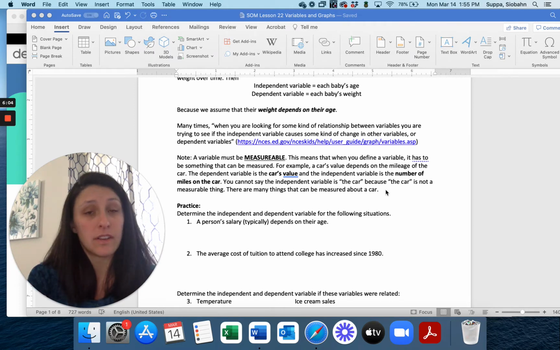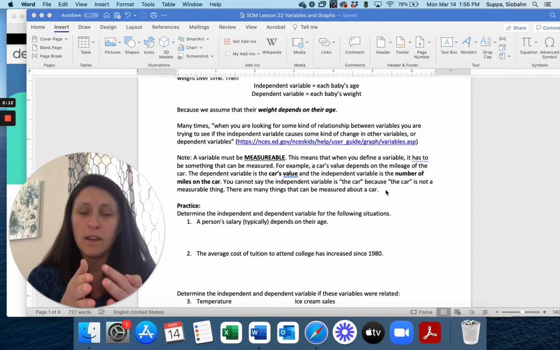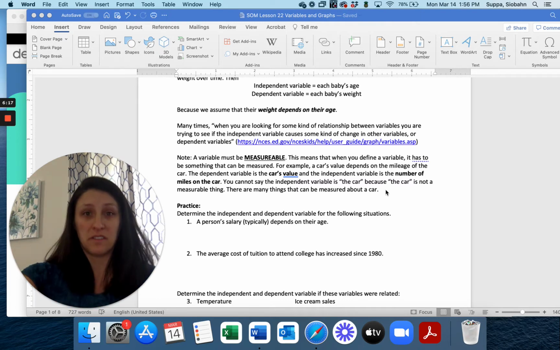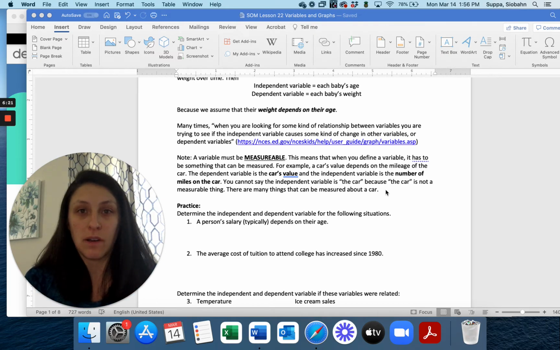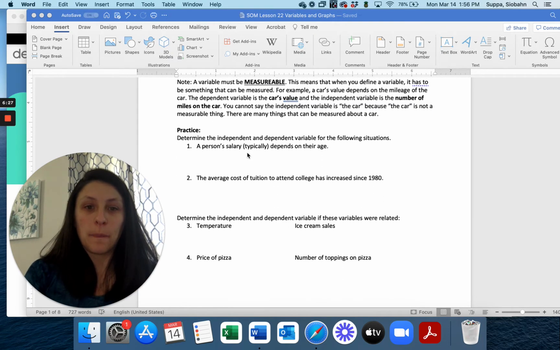And the more specific you are, usually, the better the research study is if you're doing something in statistics, right? So if we can be very specific about exactly what we're measuring, then the claims that we then give to the population will help us to make more informed decisions about what your study just showed us exactly. Okay, let's try some examples. So just determine the independent and dependent variable for these two situations.